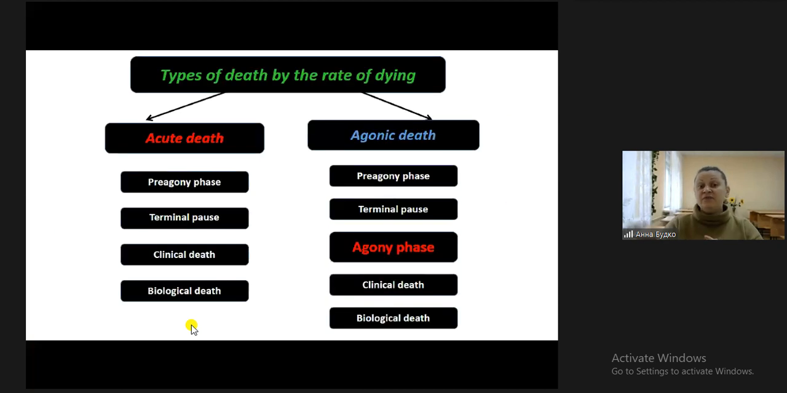So, look, if we take acute death, in the case of acute death, we distinguish 4 phases in the terminal state. The pre-agony phase, terminal pause, clinical death, and biological death. And that comes very, very quickly. And if we take agonic death, my dear friends, in this situation, look, we distinguish 5 phases. First, the pre-agony phase, terminal pause. Next, the agony phase. As a result, this death is named agony because the agony phase is present. Clinical death and biological death. And that comes more slowly.